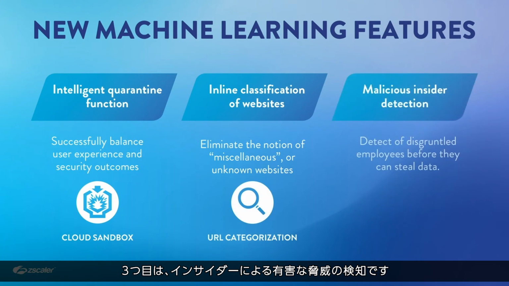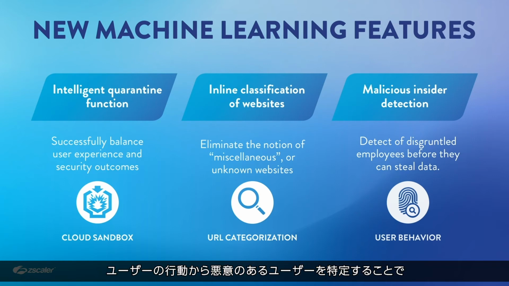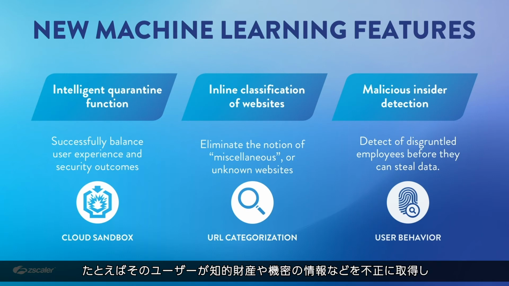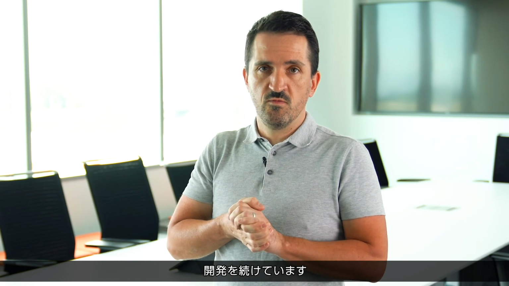The third area, and this is a really interesting area for us, is malicious insider detection. What we mean by that is using unsupervised machine learning models to identify outliers in terms of user behavior, to ideally identify the disgruntled employee early on, before that employee takes your intellectual property and walks away with it and joins your competitor. So those are three exciting capabilities that we're working on that we can't wait to deliver to our customers.